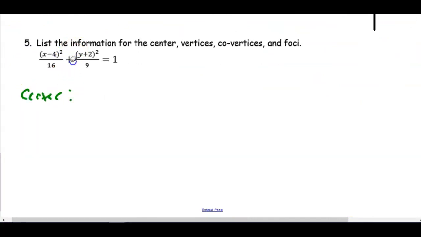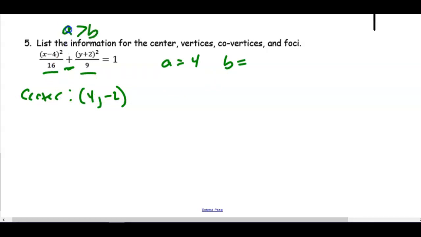Oh, by the way, this is an ellipse, guys, because of the plus right here. Alright, center is (4, negative 2), a equals 4, b equals 3. It's horizontal, by the way, because a, remember, a has to be greater than b. If you take the square root of that, it's 4, and you take the square root of that, it's 3, so a has to be larger than b. And since a is first, that tells me it's horizontal.